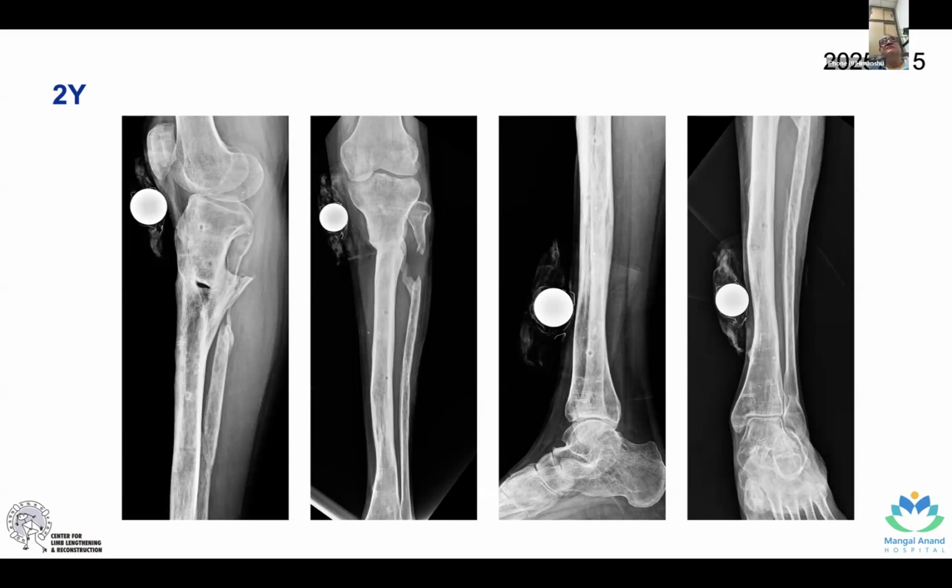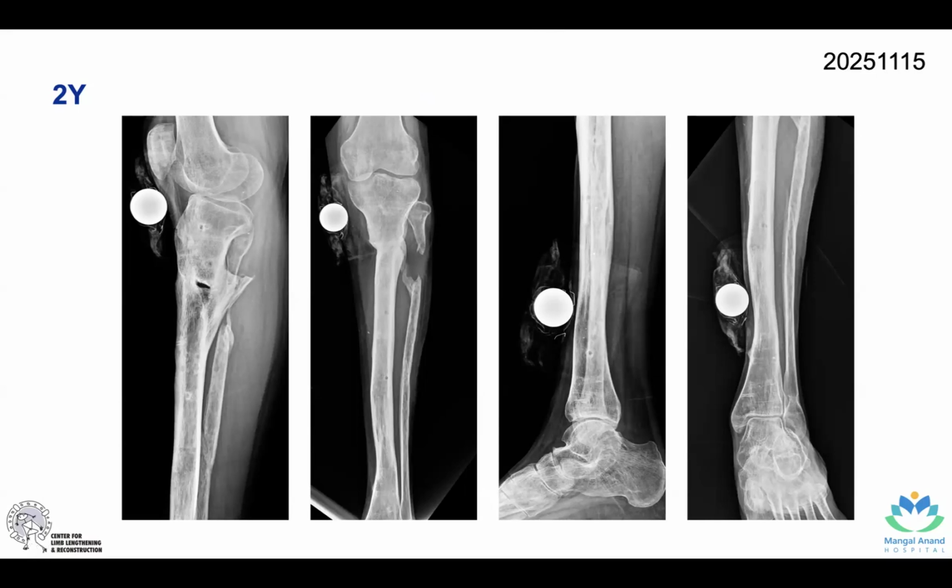Another point is, Himanshu, yes, go ahead. Sir, in a situation where we are transporting from distal to proximal, what is your take on applying a foot ring to prevent equinus? Foot ring? This guy didn't get equinus.